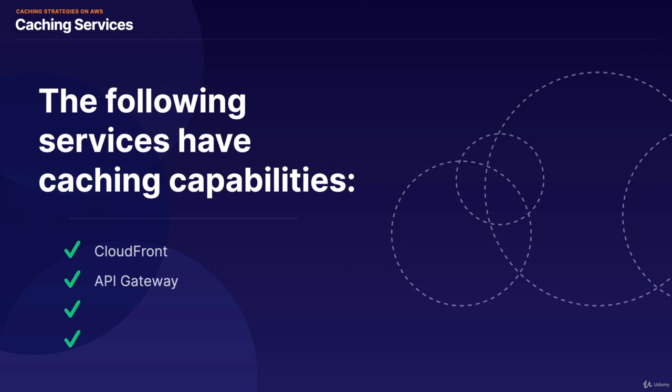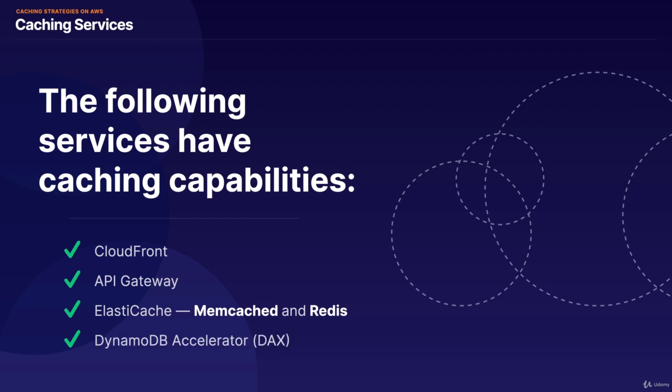API Gateway also has caching functionality. We will cover API Gateway in more detail in another section of the course, but for now, I just want you to remember that it does have caching capabilities. Elasticache, obviously, is a caching service, and it consists of either Memcached or Redis, so that has caching capabilities. And then DynamoDB Accelerator, or DAX, can also cache within DynamoDB, giving you much faster results.